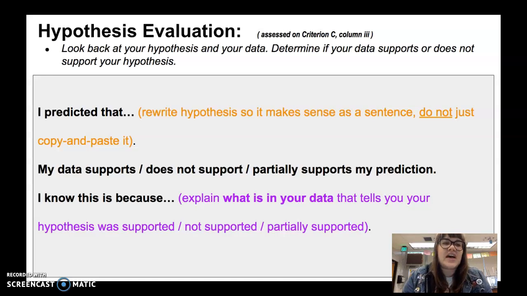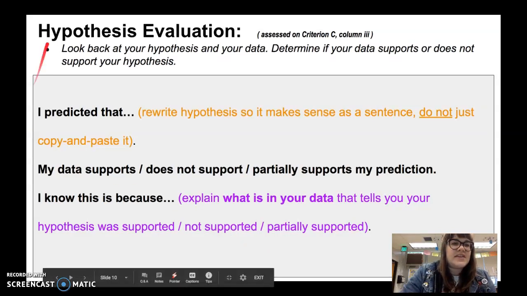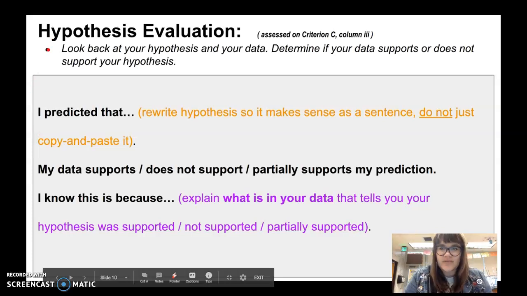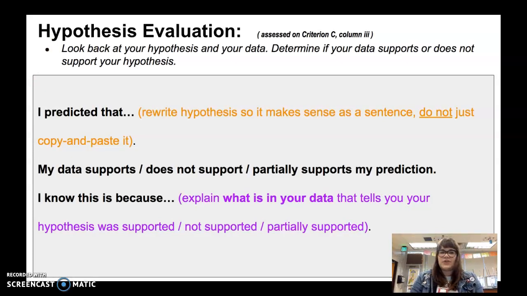So it says at the top here, look back at your hypothesis and your data. Determine if your data supports or does not support your hypothesis. And then there's 3 sentence stems here. It says, I predicted that, and then in parentheses, it says, rewrite hypothesis so that it makes sense as a sentence. Do not just copy and paste it.